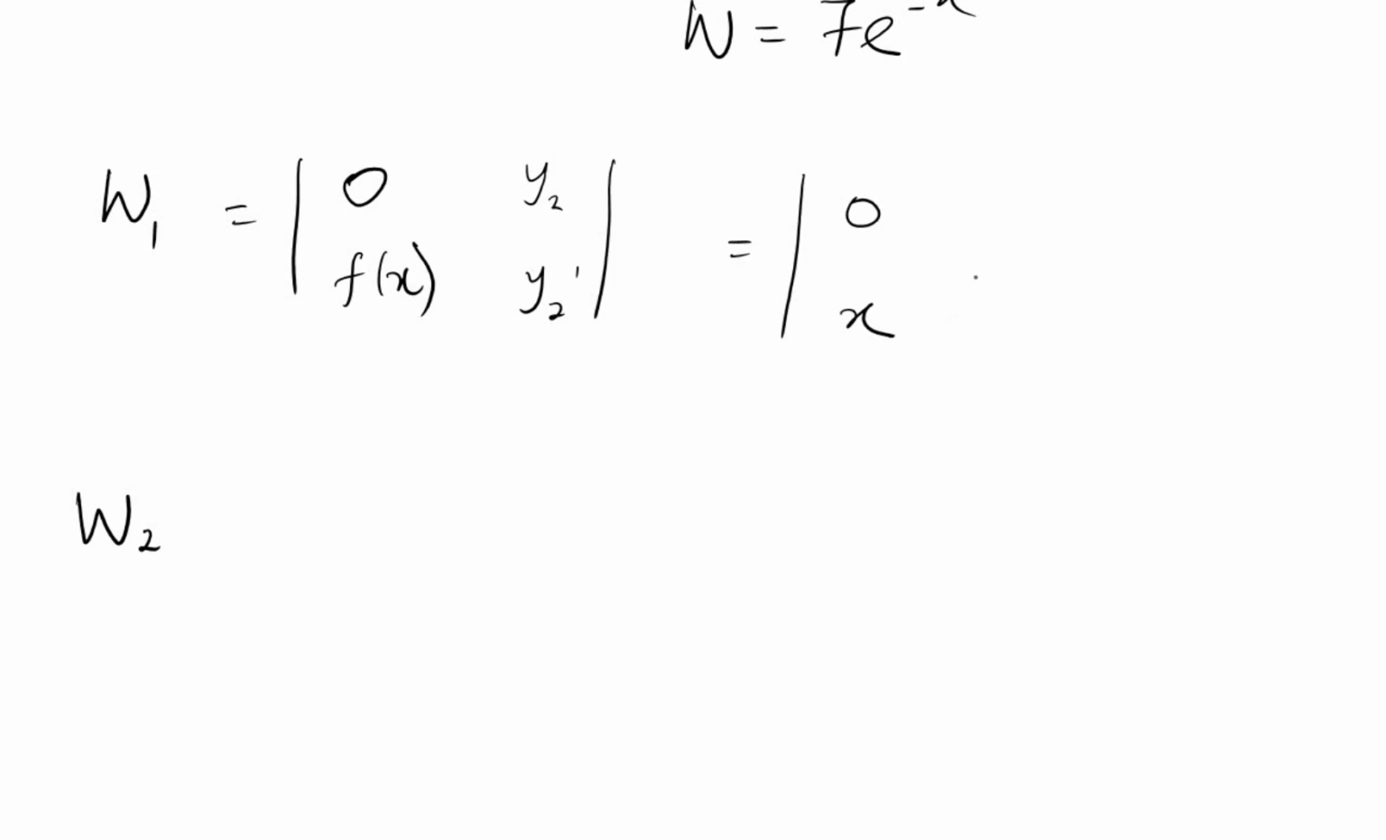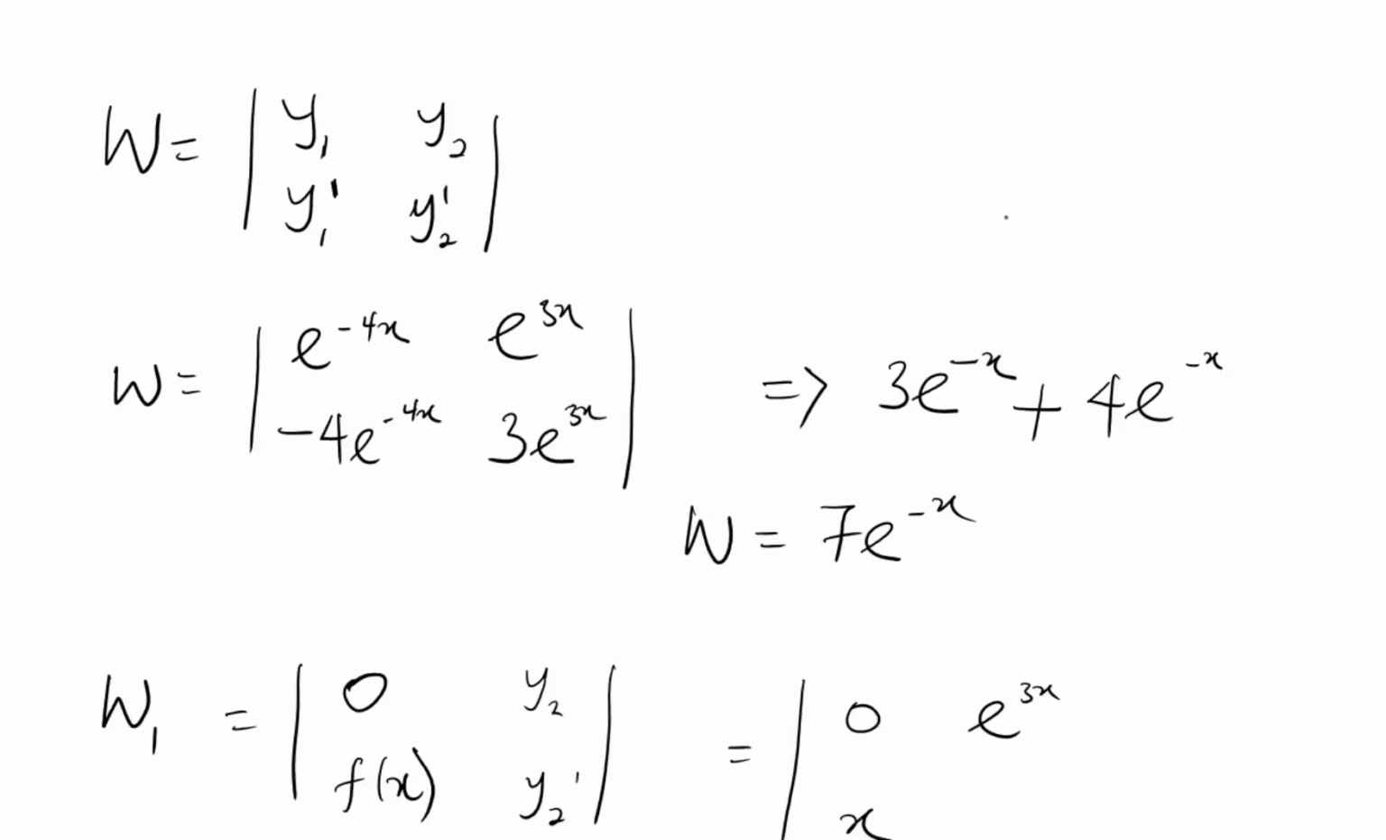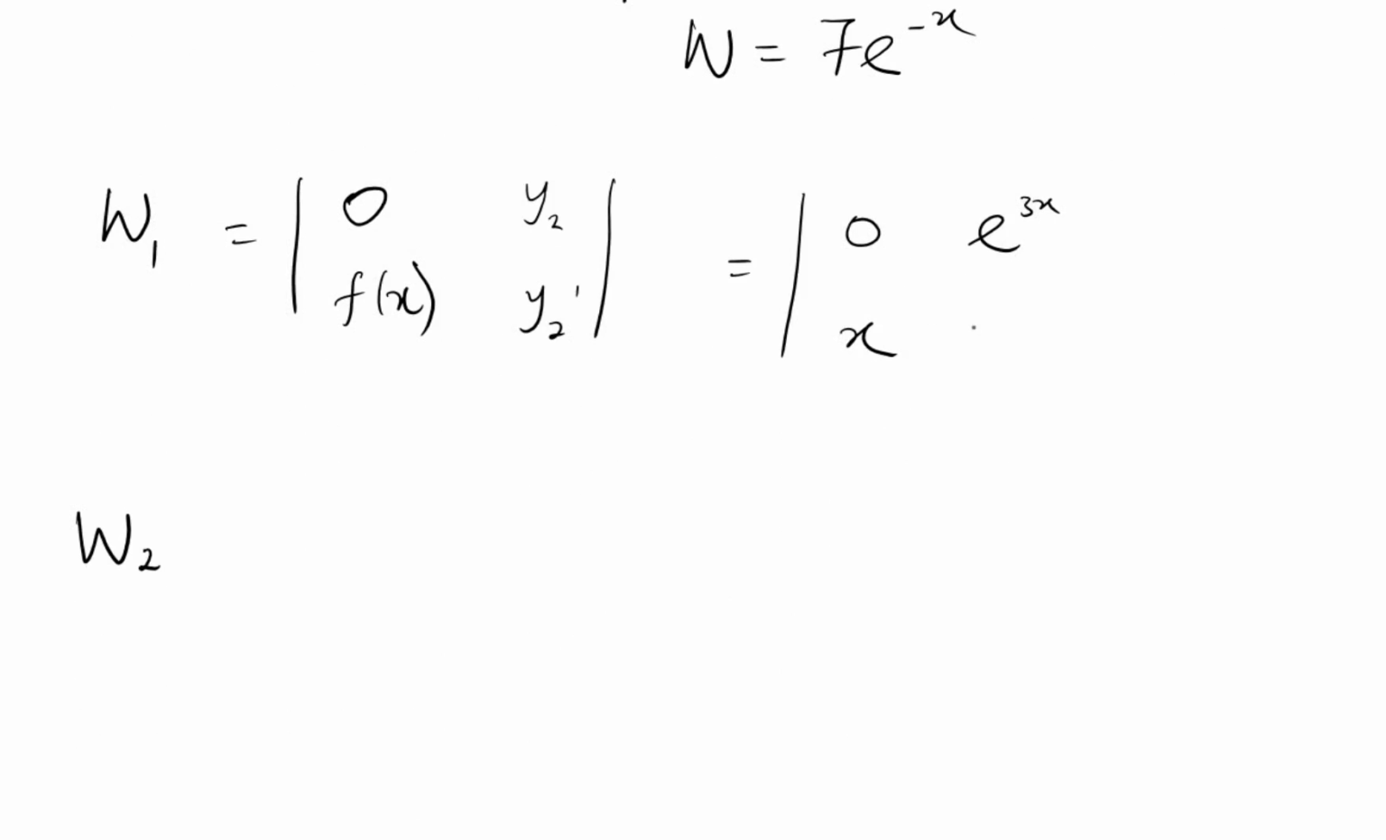My f(x) is x, y2 is exponential of 3x, right? And the differential of y2, that's y2 prime, is 3 exponential 3x. And the determinant: 3 exponential 3x times 0 is 0, minus x exponential 3x. That's in general to say minus x exponential 3x.